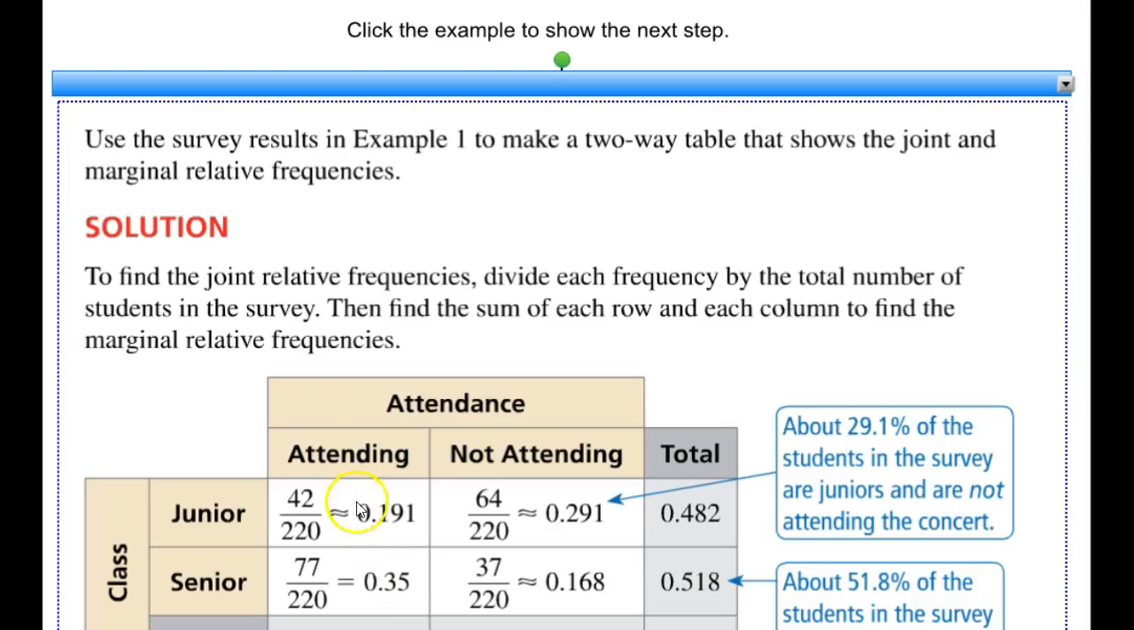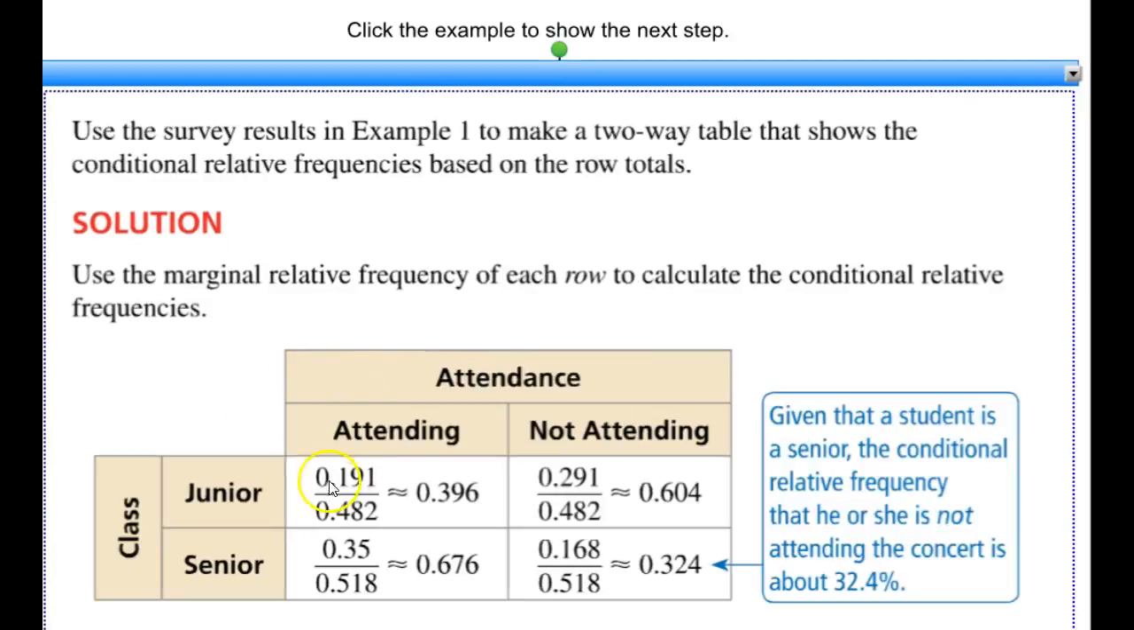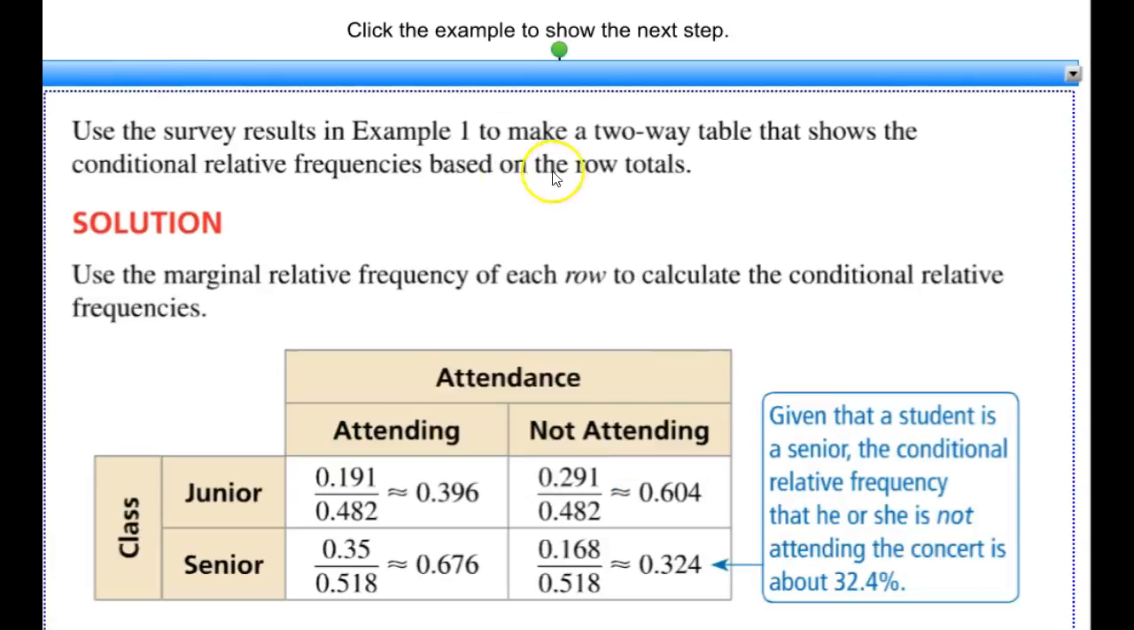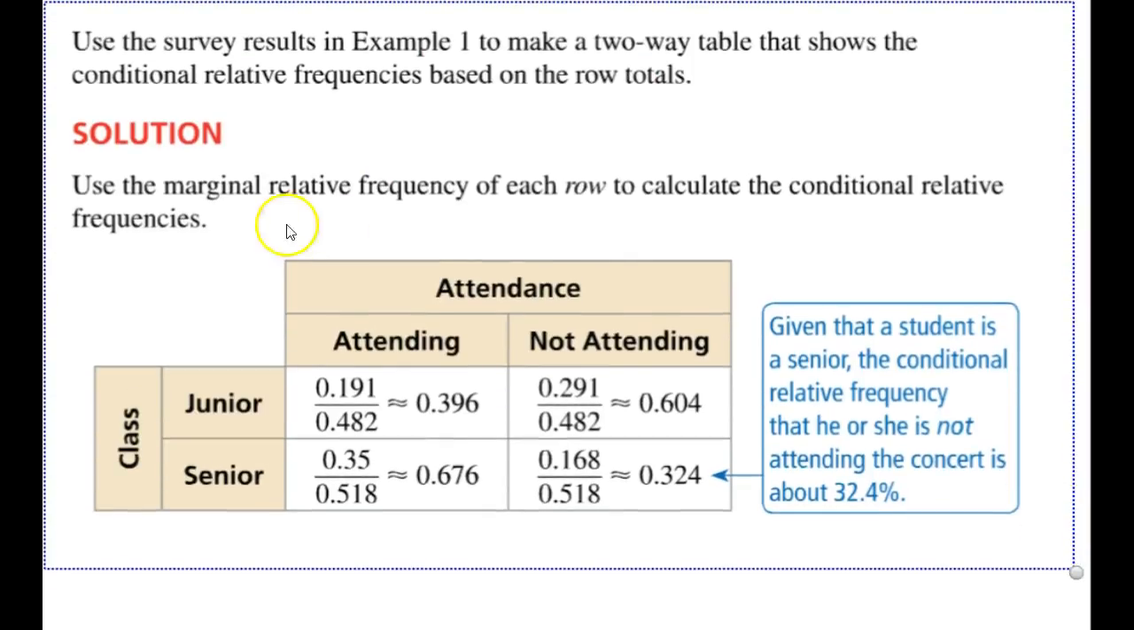So I am dealing with my joint relative frequencies, which I found back in this example. So first I divide the number of people in each cell, each joint frequency, by the total to find my joint relative frequency. So now I take that joint relative frequency and I divide it by the total that was in my row. And I use these totals because I was told in my example that I'm basing this on my row totals, not my column. So I'm using the marginal relative frequency of each row to calculate the conditional relative frequencies. So I take the values that I found from before and I go ahead and divide them.